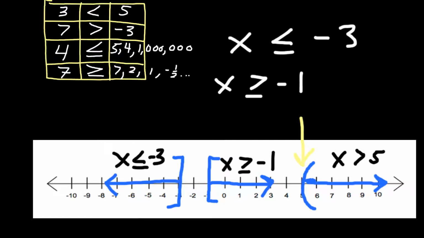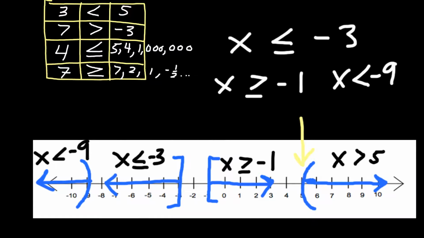And then the only one I'm missing is less than. So let's do a less than. x is less than negative 9. I have that space open here. Okay. So less than would be parentheses. It goes in that direction. It's all the numbers less than negative 9. x is less than negative 9.